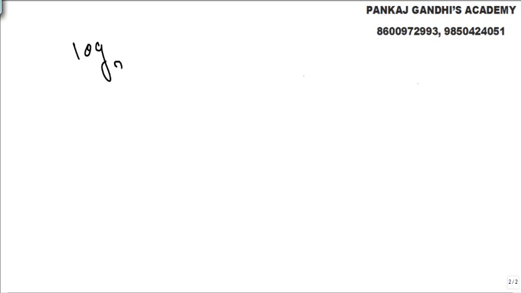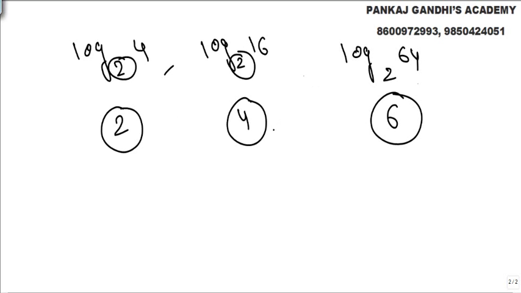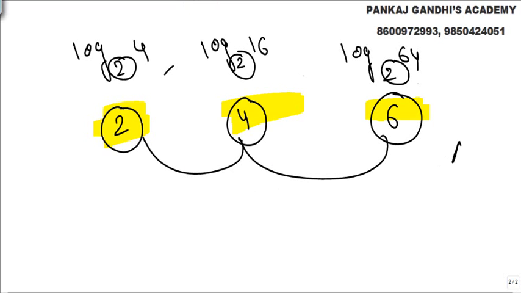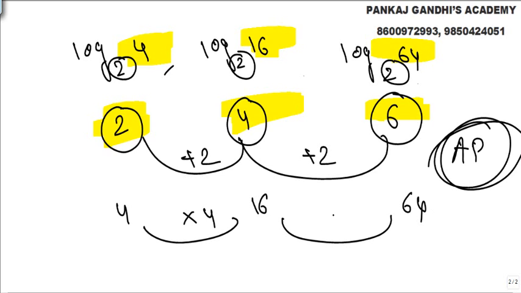Let's say I ask you log to the base 2 of 4, log to the base 2 of 16. What is it? This value is 2, this value is 4, and log to the base 2 of 64, this value is 6. 2 raised to 2 is 4, 2 raised to 4 is 16, 2 raised to 6 is 64. So now 2, 4 and 6 are in arithmetic progression, but the values 4, 16 and 64 are multiplied by 4 each time.